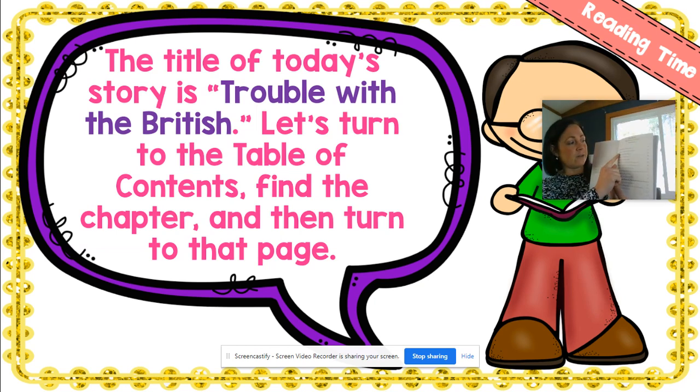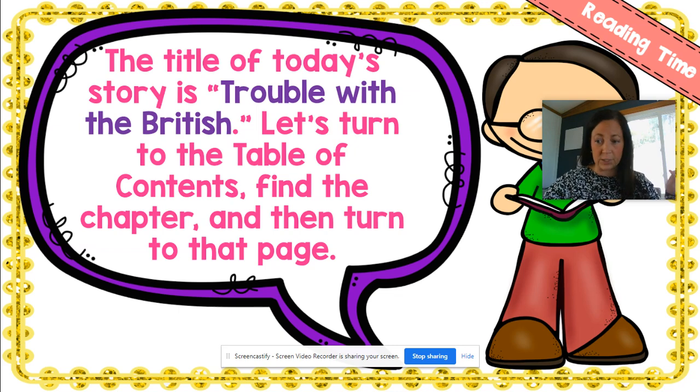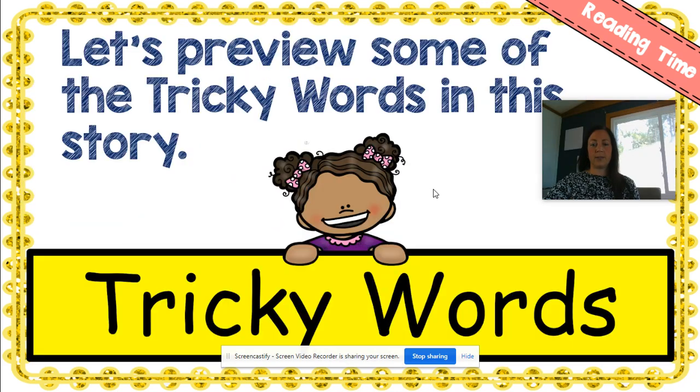Trouble with the British, if you look here, it says it's page 12, and then you're able to scroll down pretty quickly to get to page 12. Okay, so just a reminder that you're going to want to do that, especially with these digital readers. That'll save you a lot of time.